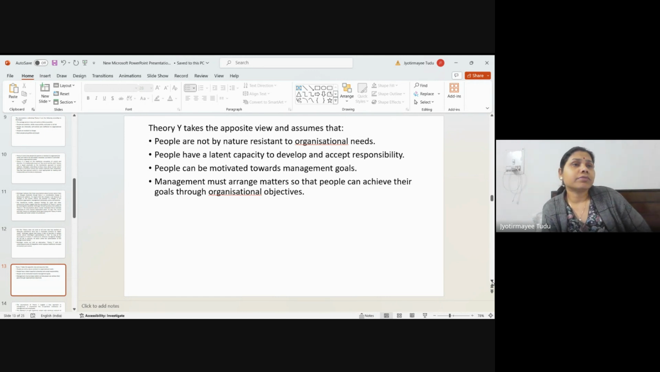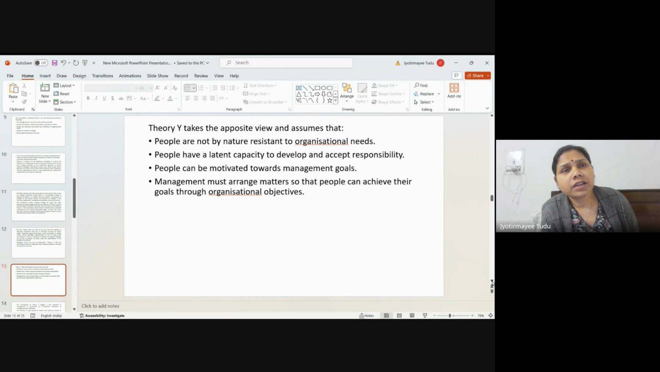Of course, I do also agree with this point that such kind of development, the way generally the population used to see development, also varies from generation to generation. So here, according to the expansion of industrial organizations or the complexities associated with them, people automatically have been able to expand their capacity, and they are also ready to accept responsibility, and people can be motivated towards the management goals.